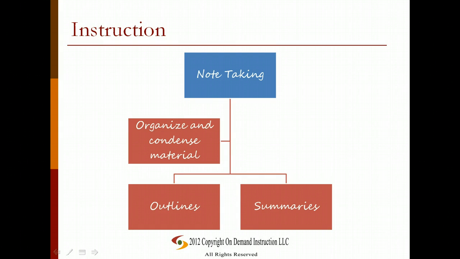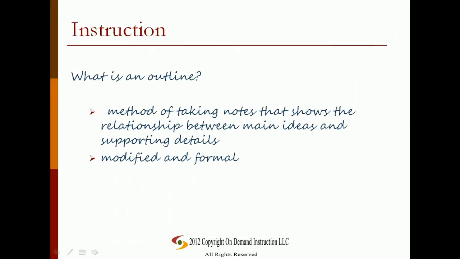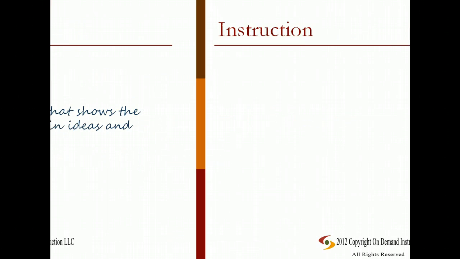What is note-taking? It is an active way to organize and condense material you need to learn. There are two methods of note-taking: outlines and summaries. Let's discuss outlines. What is an outline? An outline is a method of taking notes that shows the relationship between main ideas and supporting details. There are two basic kinds of outlines: modified and formal.